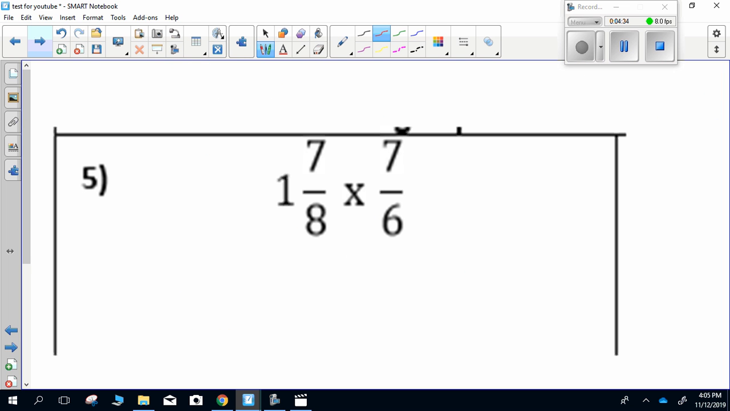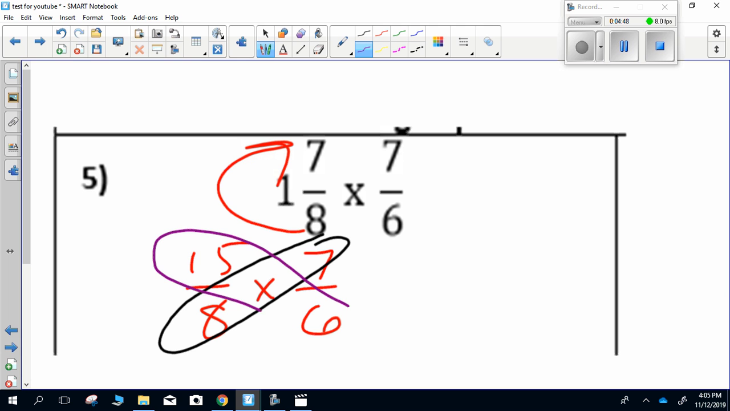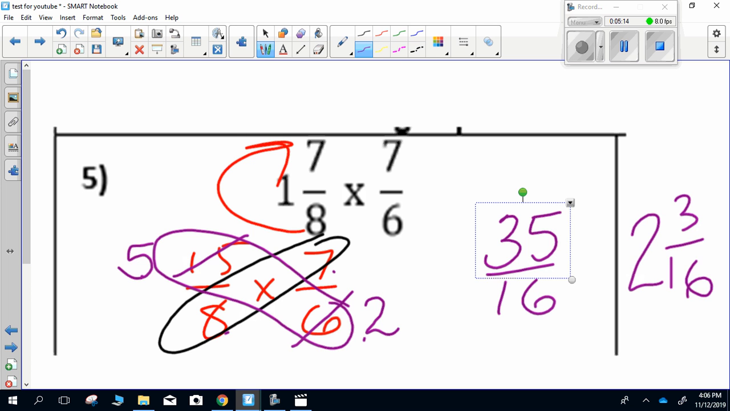All right, now multiplication. So I'm going to change it to an improper fraction. So it's 15/8 times 7/6. And I am going to check my corners. So 7 and 8, nothing in common except 1. 15 and 6, though, I can factor a 3 out of that. So 6 divided by 3 leaves me with 2. 15 divided by 3 leaves me with 5. Multiply what's left. 5 times 7 is 35. 8 times 2 is 16. So my answer is 35/16, or 2 and 3/16.